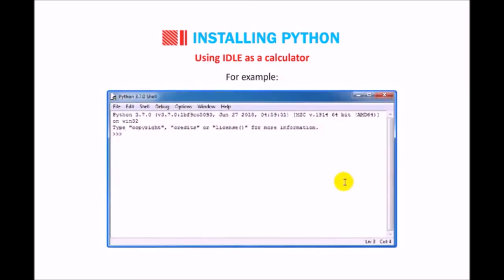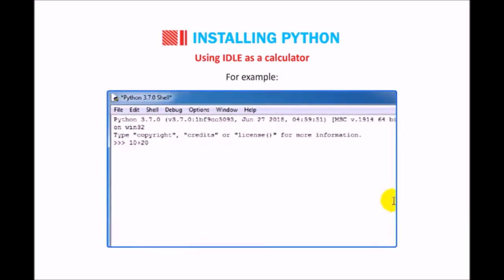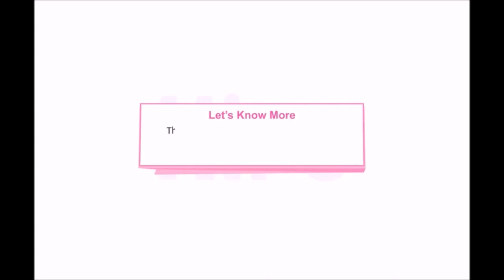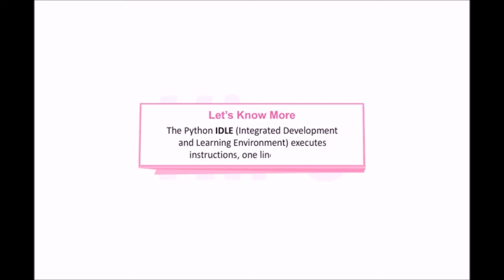For example, let me share a tip with you. In IDLE, you can press Alt plus P to repeat the previous command. Students, let's know more. The Python IDLE integrated development and learning environment executes instructions one line at a time.